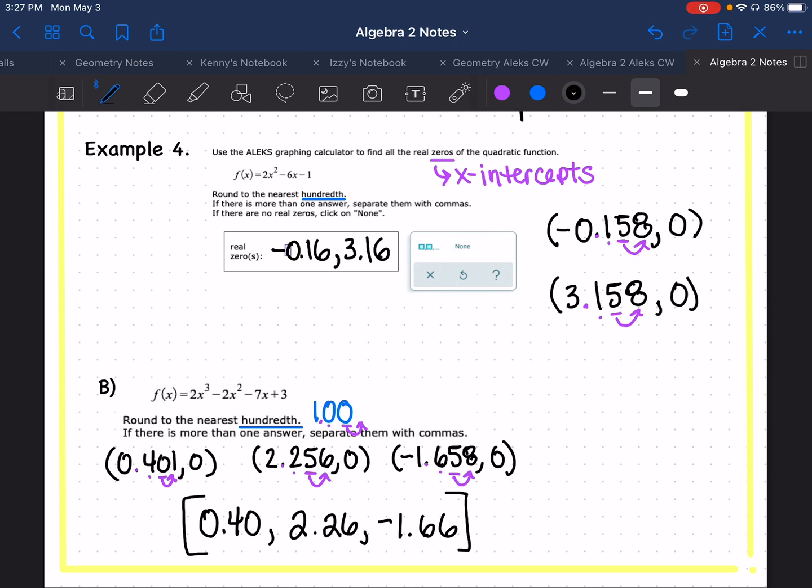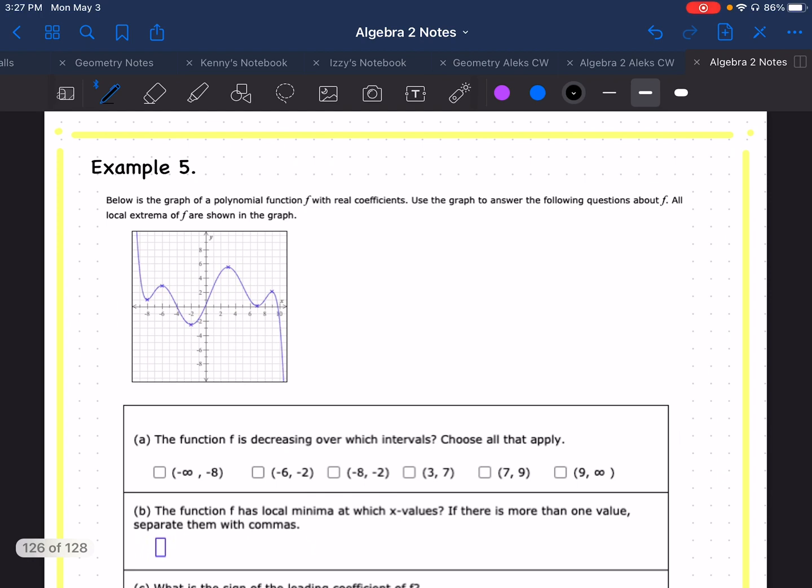All right, our last example today goes with our last problem, and this one is probably the trickiest. Below is a graph of a polynomial function f with real coefficients. Use the graph to answer the following questions about f. All local extrema of f are shown in the graph.